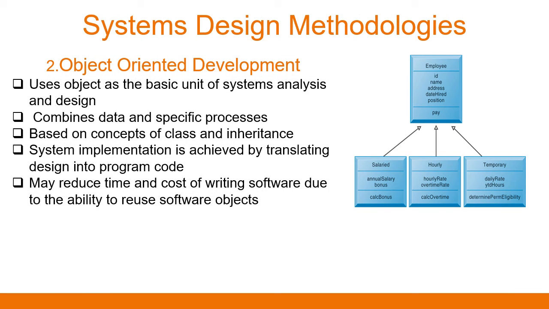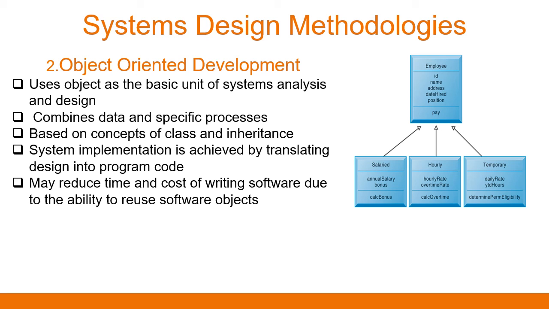The next systems design methodology we want to see here is the object-oriented development methodology. What is OOD? Like you see on the diagram on the right, which has cohorts of employee, salaried, hourly and temporary. So this uses objects as the basic unit of systems analysis and design. In the engineering space, object-oriented development combines data and specific processes. It is also worth mentioning that OOD is based on concepts of classes and inheritance, like we see on the diagram on the right hand side.